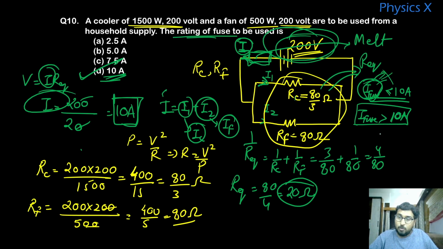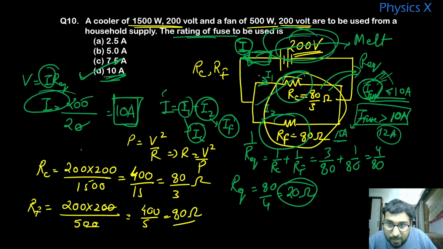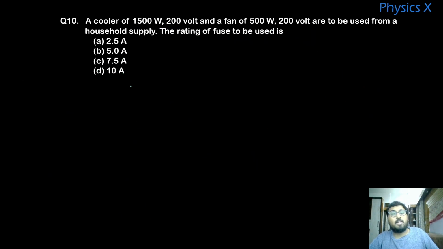Suppose 12 ampere current is flowing, and the rating of the fuse is 15 ampere. If more than the desired current is flowing, then what will happen? There will be overheating in this cooler and fan. Due to this overheating, they will get burned, because the fuse will never melt, as you used more than the rated value of the fuse. That is why your device will get damaged. So that is how ratings are decided, and proper ratings of fuse are used differently in different cases.